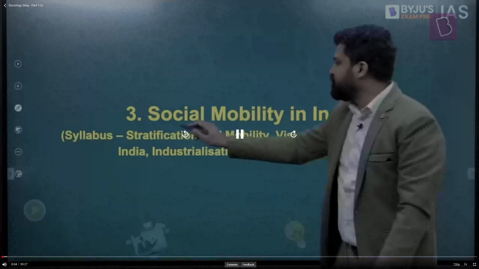That means the society has high levels of social mobility. So this is the meaning of social mobility. Now, social mobility can be of different types. One type of social mobility is absolute mobility. That means whether you are better as compared to your previous generation. Offsprings are better than their parents.